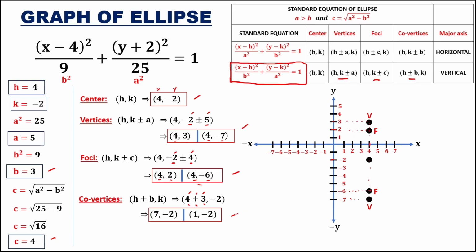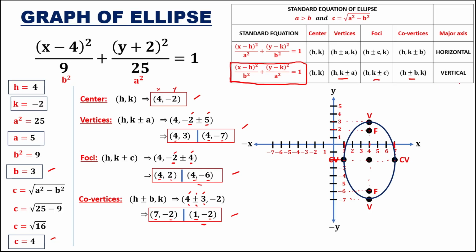Then for these co-vertices, we have positive 7, negative 2. So x is positive 7, then y negative 2. So this is now the point for the co-vertex. Then the other coordinate for the co-vertex, positive 1 and negative 2. So this is now the other point of the co-vertex. Then to graph now this ellipse, so this is now the graph for this ellipse.